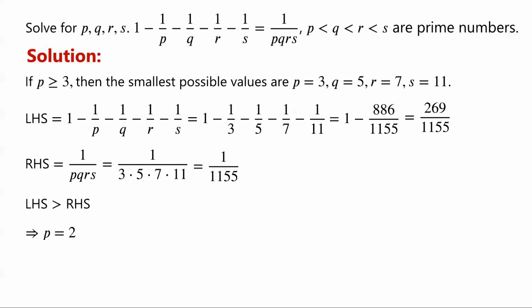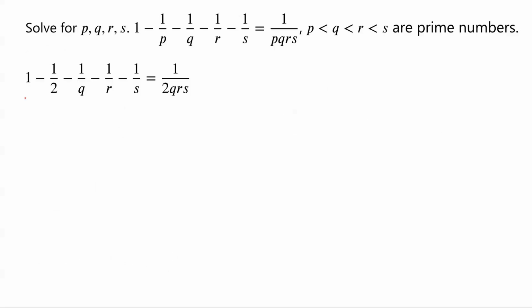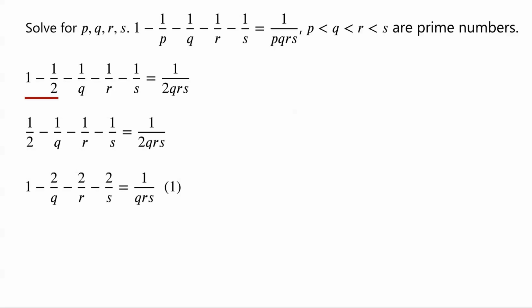Substitute p equals 2 into the original equation. We have 1 minus a half, minus 1 over q, minus 1 over r, minus 1 over s, equals 1 over 2qrs. 1 minus a half equals a half. Multiply the equation by 2, we have 1 minus 2 over q, minus 2 over r, minus 2 over s, equals 1 over qrs. And we label this as equation 1.